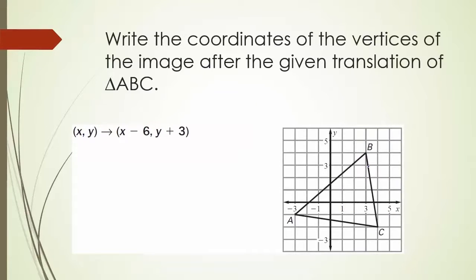Alright, checkpoint problem number 1 is yours. Write the coordinates of the vertices of the image after the given translation of triangle ABC. x, y is mapped onto x minus 6 and y plus 3.